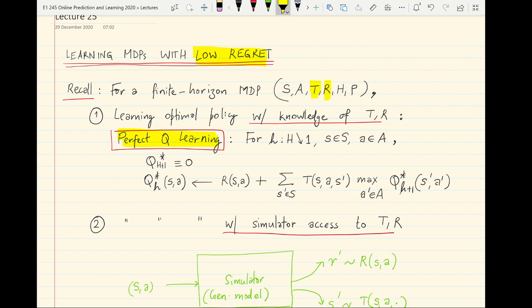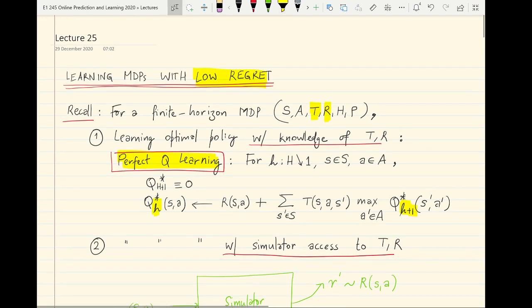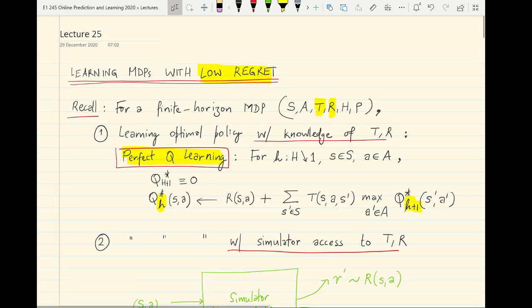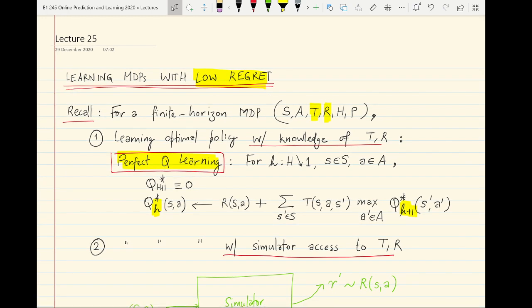you basically back propagate the existing optimal Q values at stage h plus 1 back to stage h, and that is how you can solve for the optimal Q values as well as the optimal policy along the way. Okay, so this is when there is no learning required. This is in some sense a planning or an optimal control problem.